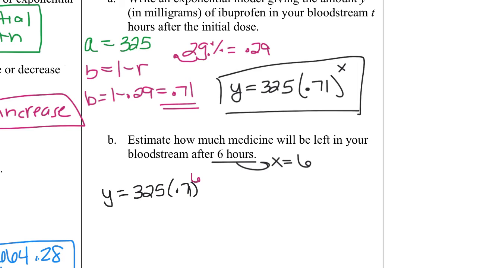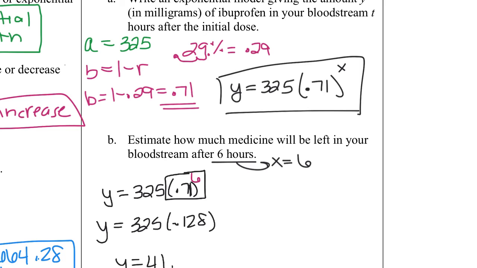Again, use a calculator of some kind to estimate 0.71 to the 6th. Y equals 325 times 0.128. And then 325 times 0.128 is about 41.633 milligrams.